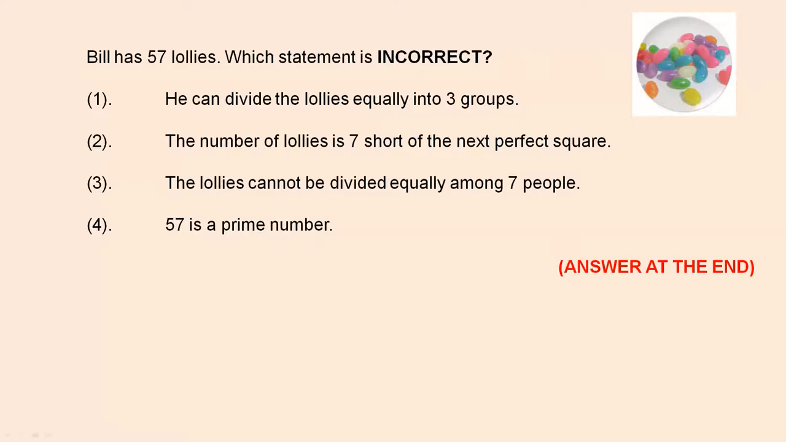Bill has 57 lollies. Which statement is incorrect? Number 1, he can divide the lollies equally into 3 groups. Number 2, the number of lollies is 7 short of the next perfect square. Number 3, the lollies cannot be divided equally among 7 people. And number 4, 57 is a prime number.